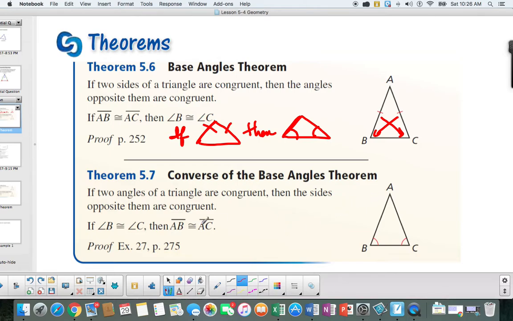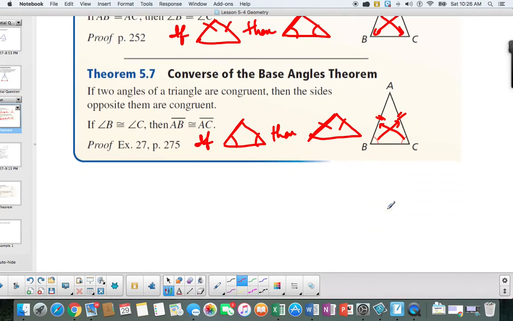And the converse of the base angles theorem is when we exchange the if and then. So if you have angles that are congruent, then the sides opposite those angles will be congruent. This side is opposite this angle, that would be congruent, and this side opposite here would be congruent. That's what it's saying.